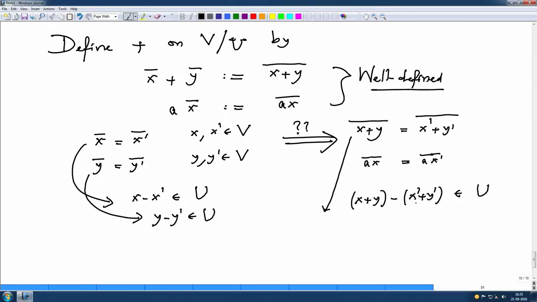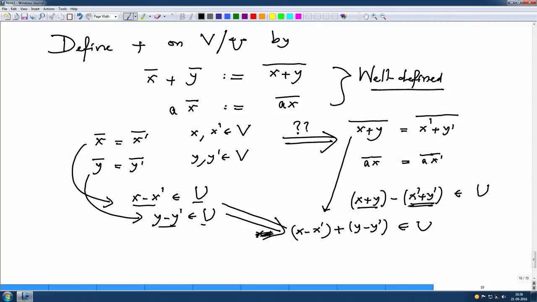Well, if you stare at it, what do you do? You add these equations. If you add these two equations, these belong to U, these belong to U, then their sum will also belong to U. x minus x prime plus y minus y prime also belongs to U because it is a subspace. But when you rearrange it, you put x and y together, you get this, and take minus out, and this together, you get this term. So, very easy. So, the check that the sum that we have defined on V by U is well defined.